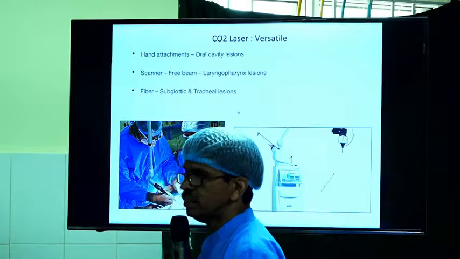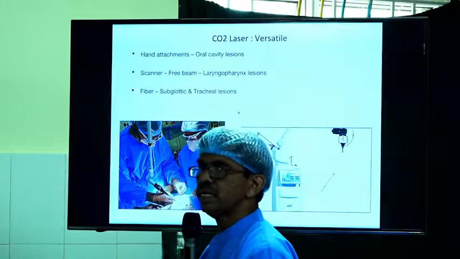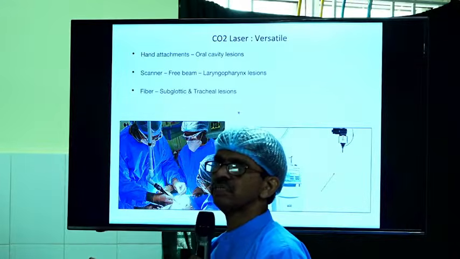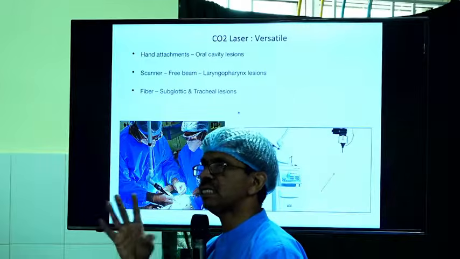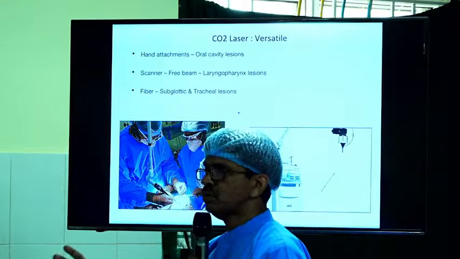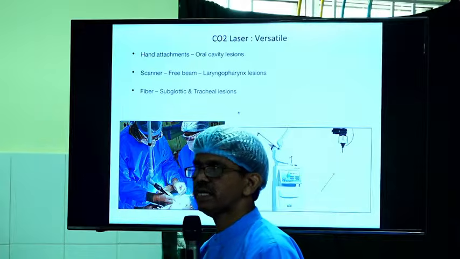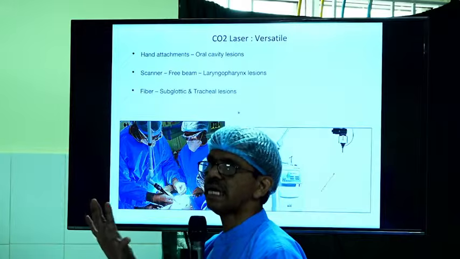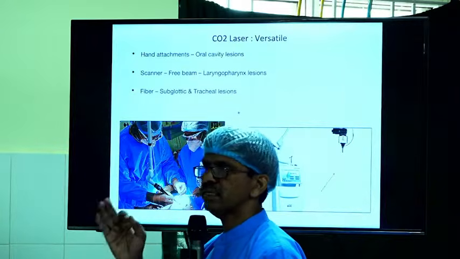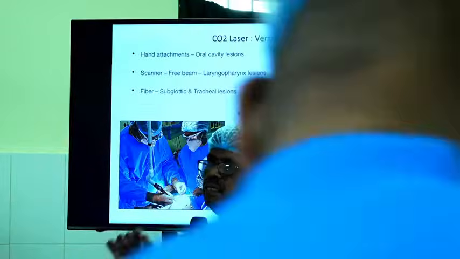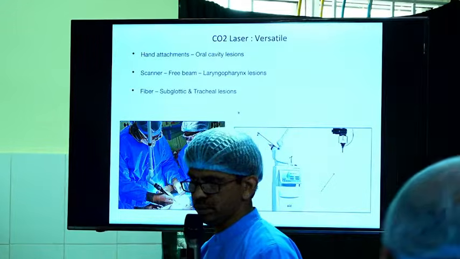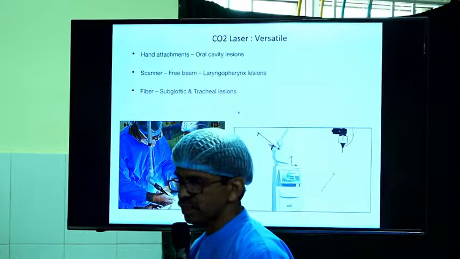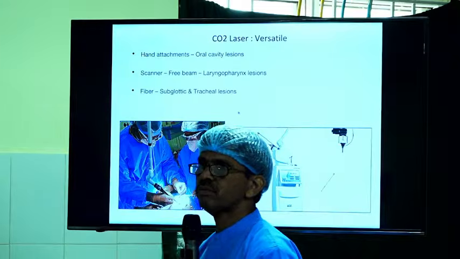Coming to the attachments, the CO2 laser is versatile and has multiple instruments or accessories for multiple sites in the ENT. Namely, there are hand attachments, especially for the oral cavity and the oropharynx, where there will not be a scanner. So the laser beam can be used directly on the tissue with the hand attachments. This is best suited for oral cavity and oropharynx lesions.